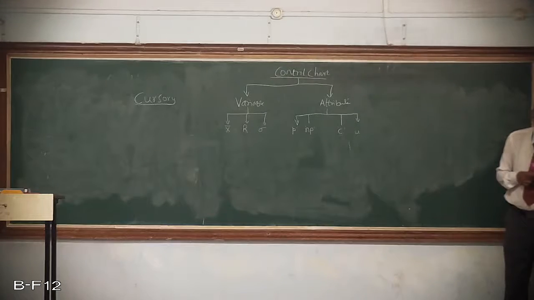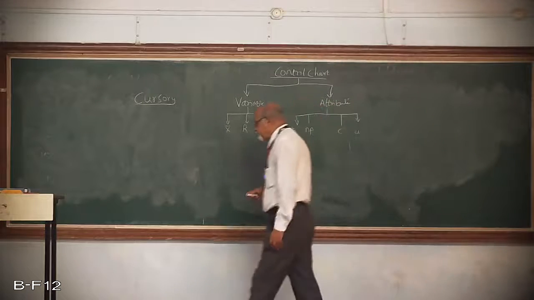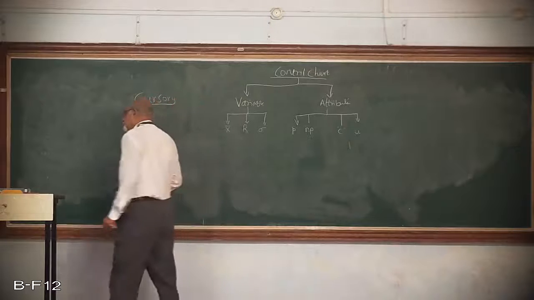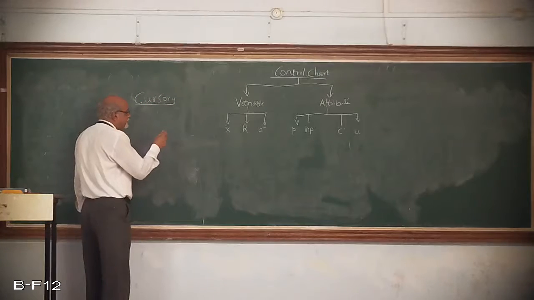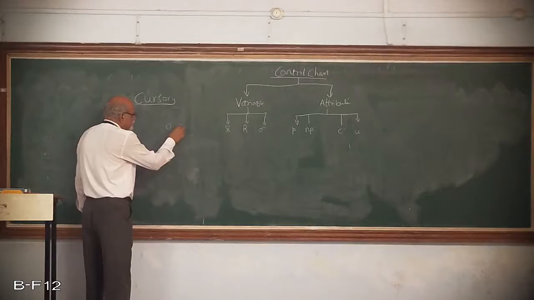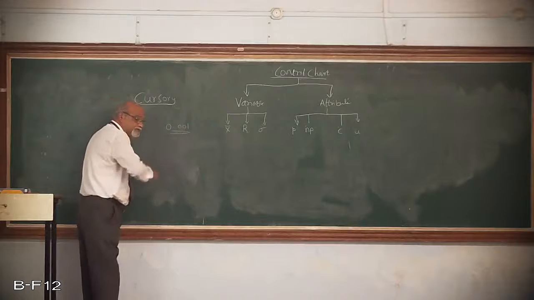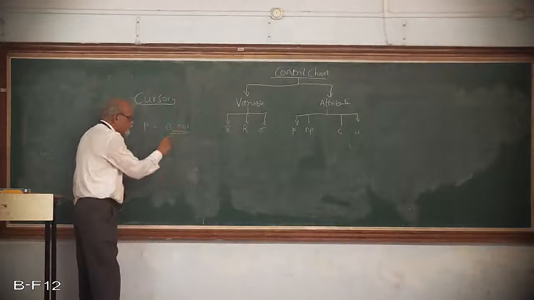Why? Let us find out. Suppose a company is manufacturing with a fraction defective of 0.001. What does it mean? P is equal to 0.001.